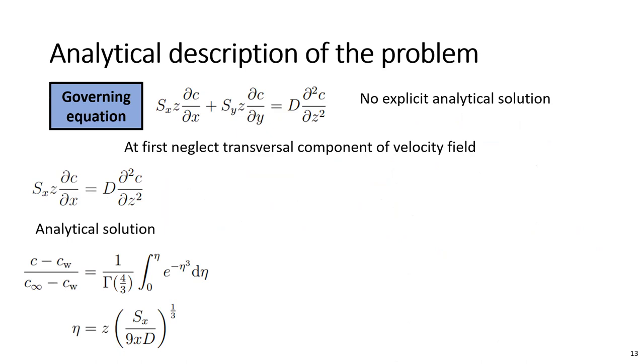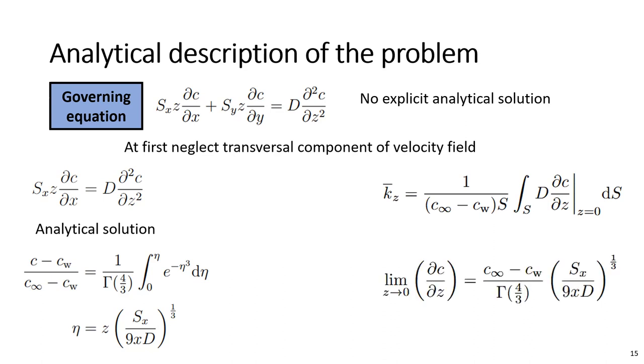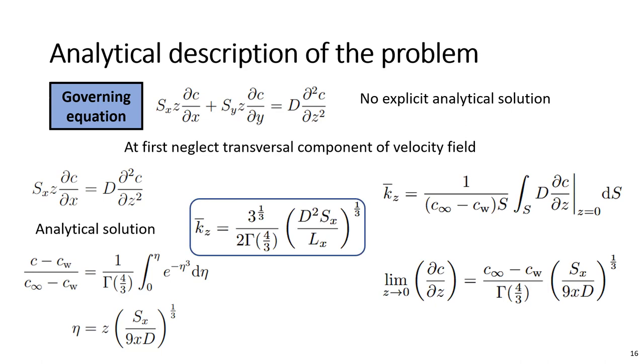This one we can solve analytically, with the following analytical solution that describes the concentration profile above the electrode. Now, if we also take into consideration that the mass transfer coefficient can be calculated on the basis of Fick's law, for which we need the derivative of concentration with respect to the Z variable, which can be calculated on the basis of the concentration field, we can finally obtain the mass transfer coefficient for the case of this partial differential equation.